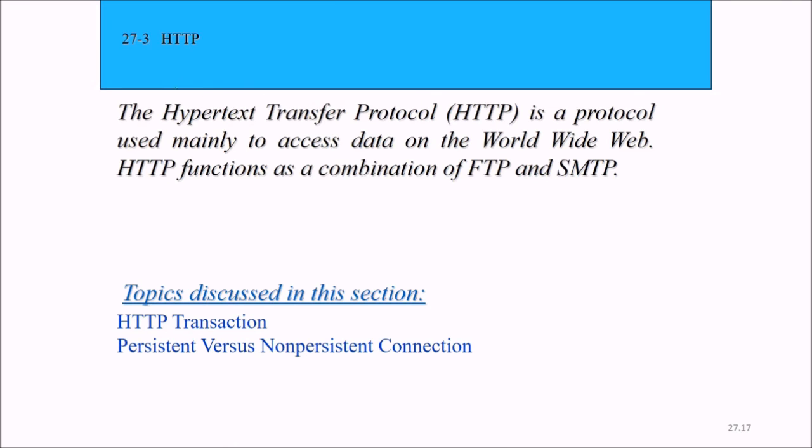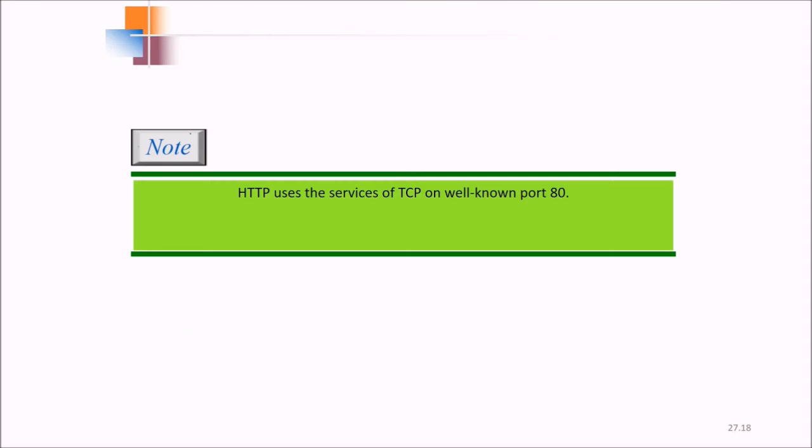Now, we come to HTTP, Hypertext Transfer Protocol. You know what a protocol is by now. It is a protocol used mainly to access the data on the WWW, World Wide Web. HTTP functions as a combination of two protocols, File Transfer Protocol and Simple Mail Transfer Protocol. So see the HTTP transaction and the persistent versus non-persistent connections. HTTP uses the service of TCP on well-known port 80.